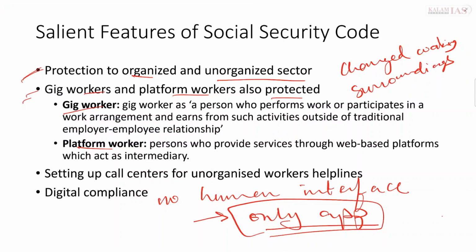So, therefore, you have these problems, which is why, to give them social security, the Social Security Code defines a gig worker as a person who performs work or participates in a work arrangement and earns from such activities outside of traditional employer-employee relationship. This is the most comprehensive definition under the code because it consists of all such activities outside of traditional employer-employee relationship.